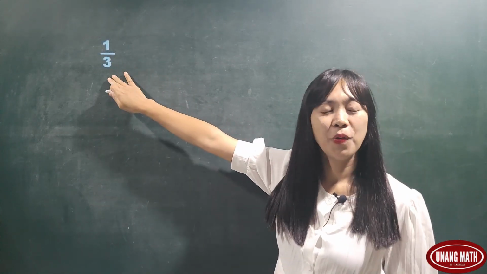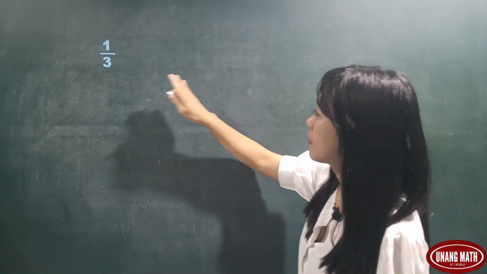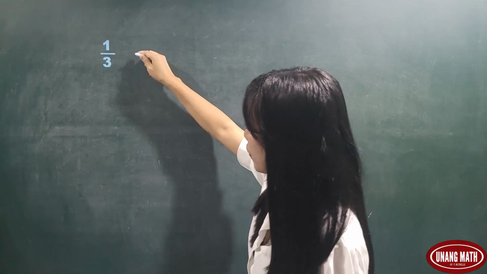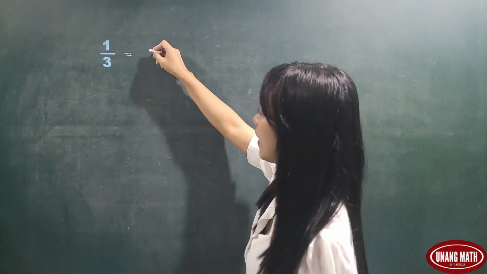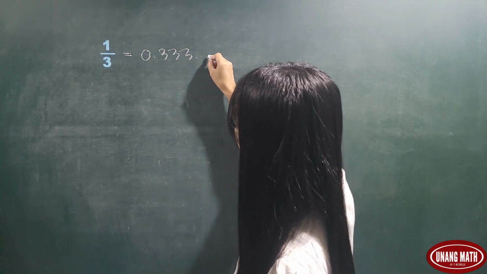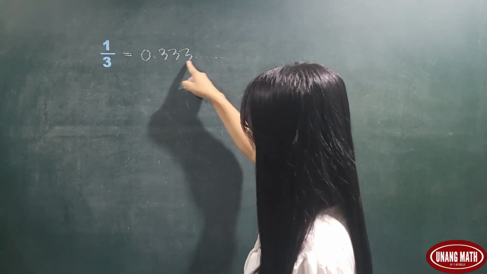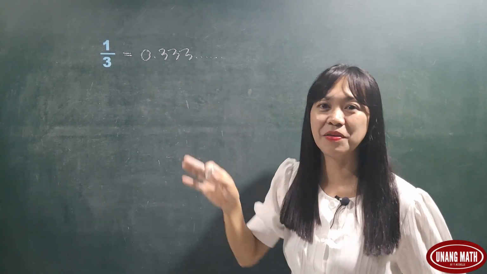We already know how to convert a fraction to a repeating decimal. Let's say, for example, 1 over 3. If we will convert this to a repeating decimal, this is 0.333 and this digit 3 repeats endlessly. So this is a repeating decimal.